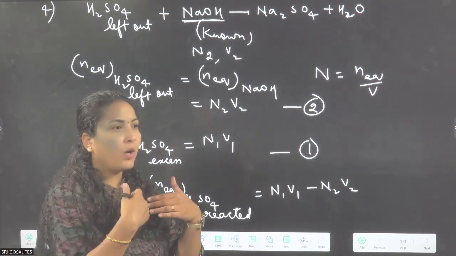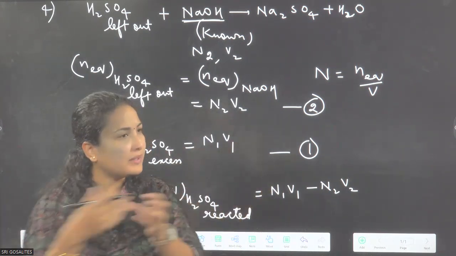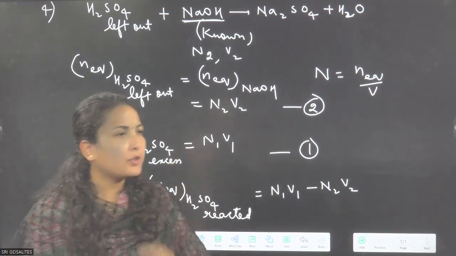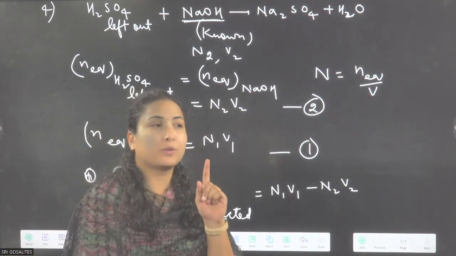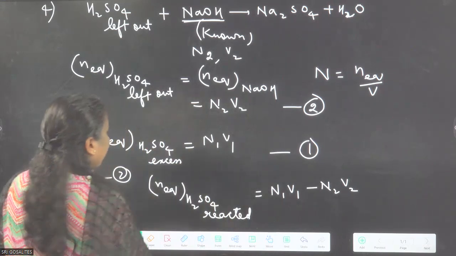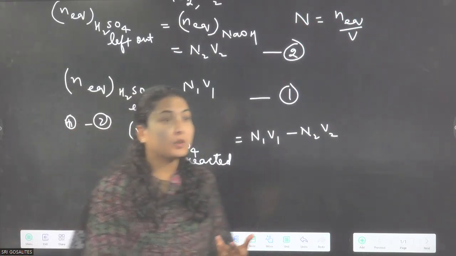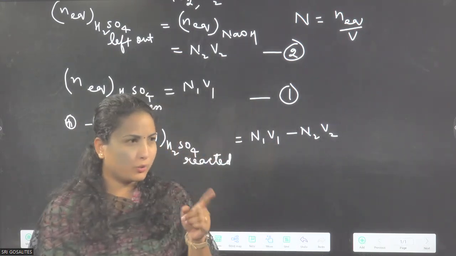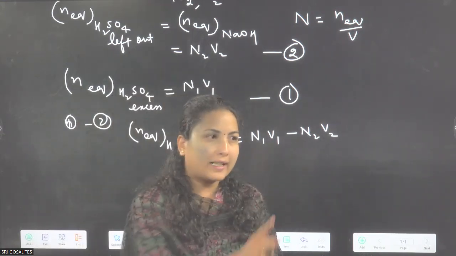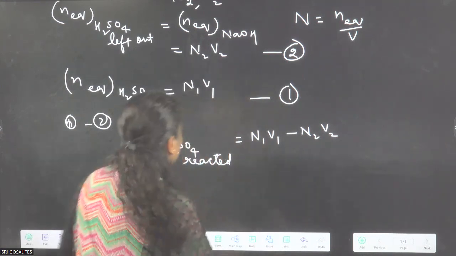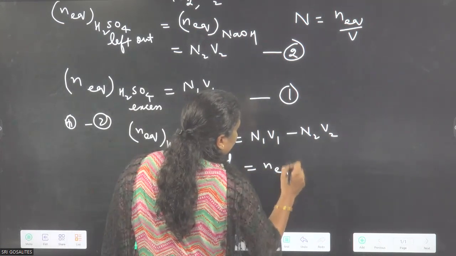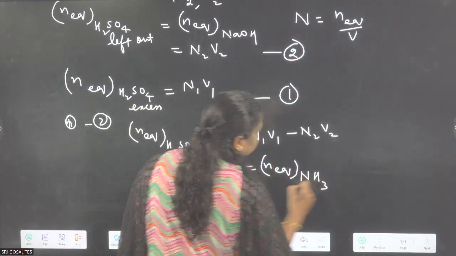Yes, because I know how much excess I have taken and how much is actually left out. So the difference of the two will give me how much of the H2SO4 reacted. Now, if I know how much H2SO4 reacted, whom did it react with? In the third reaction, your H2SO4 reacted with ammonia, right? So I get this as equal to the number of equivalents of ammonia itself.